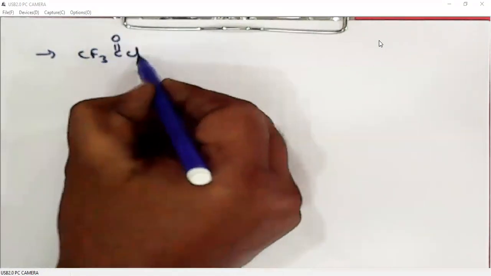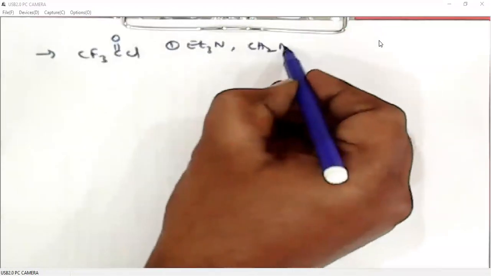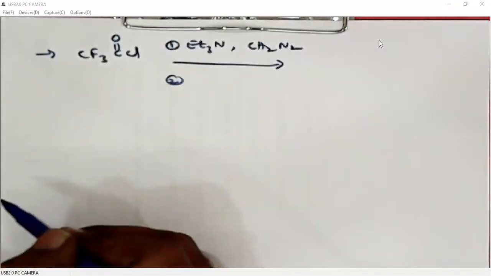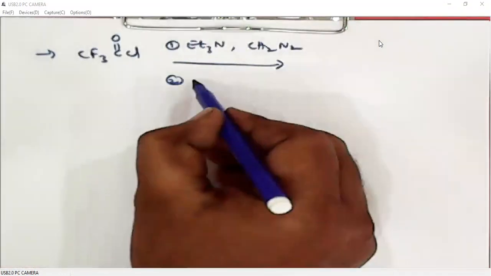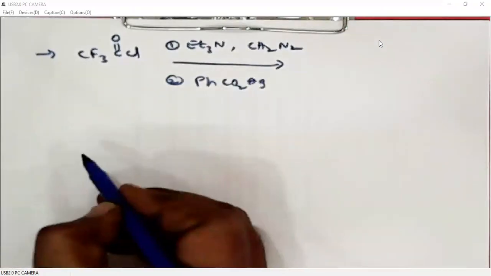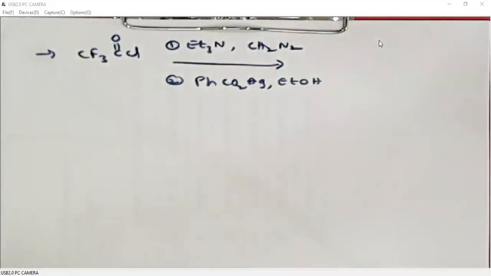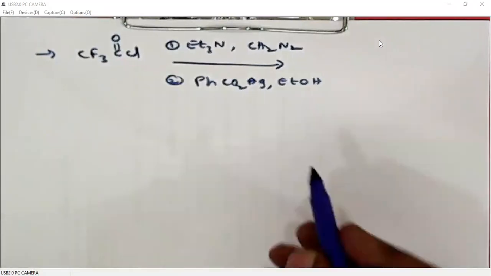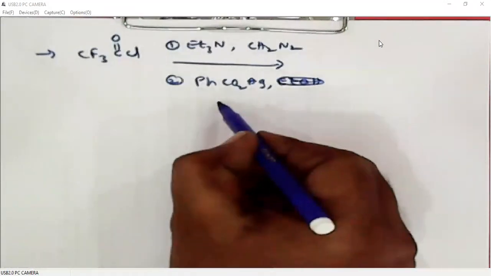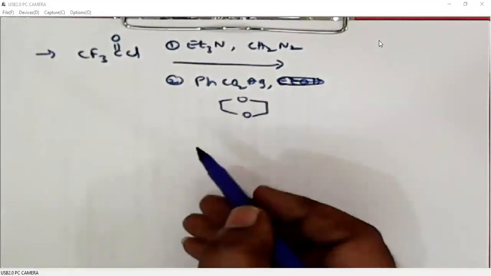When this acid chloride is treated with triethylamine and diazomethane, again it generates an alpha diazoketone. So that alpha diazoketone, when treated with a reagent, it will generate a ketene. Ketene on treatment with ethanol converts. Yeah, here it is not the solvent. Dioxane is the solvent. So what we will get?